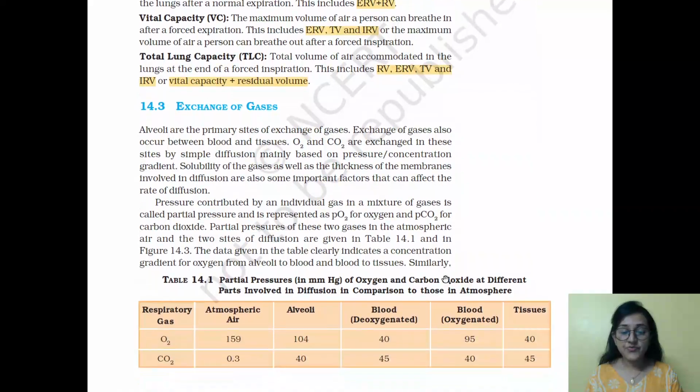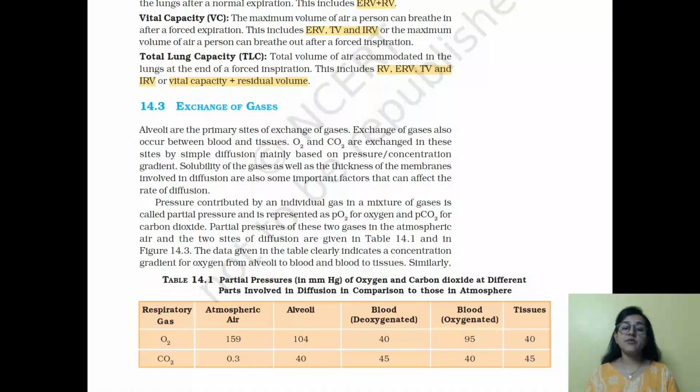Now moving on, we are going to study exchange of gases. Alveoli are the primary sites of exchange of gases. Exchange of gases also occurs between blood and tissues. Oxygen and carbon dioxide are exchanged in these sites by simple diffusion, mainly based on pressure or concentration gradient. Solubility of the gases as well as the thickness of the membranes involved in diffusion are also important factors that can affect the rate of diffusion.